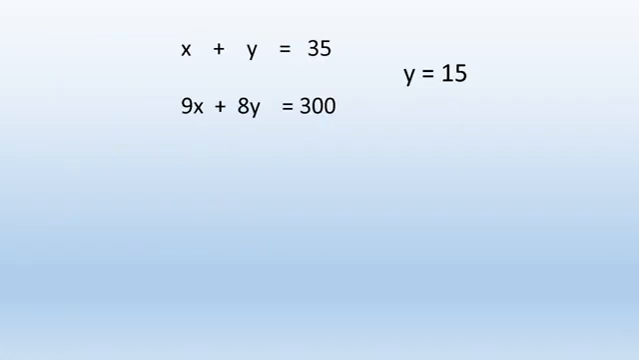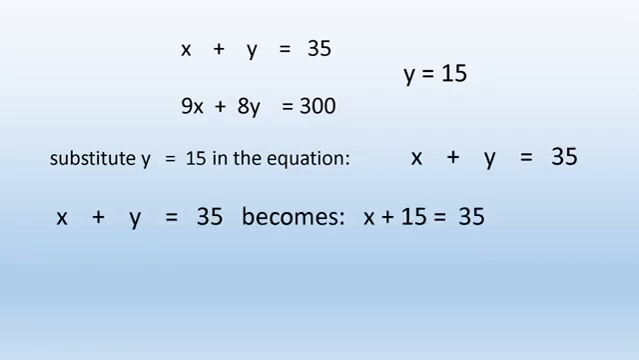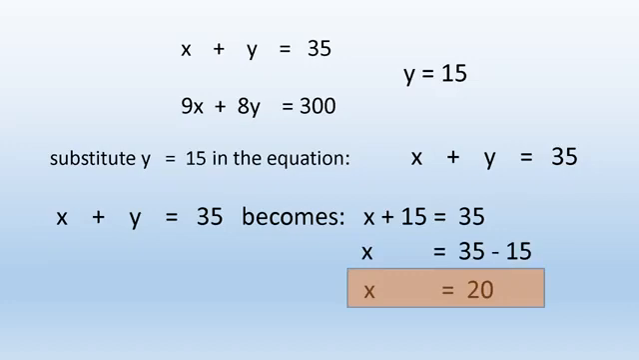Now I have the value of y equals 15, and I want to find the value of x. I have two equations, but the first one is much easier, so I will replace y equals 15 in the first equation, which is x plus y equals 35. So I will put x plus 15 equals 35. Now I get a very easy equation, so it is easy to find that x equals 20. Now I have x equals 20 and y equals 15, and I am done. I have solved the system.